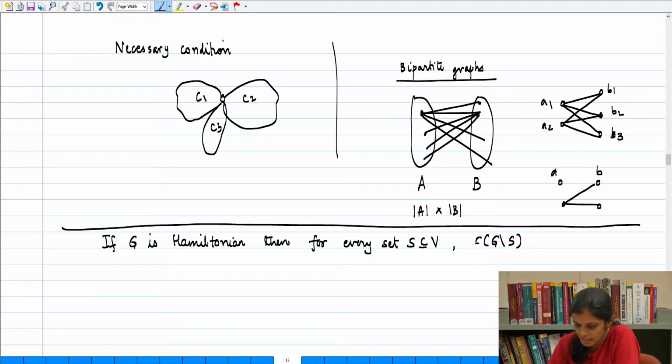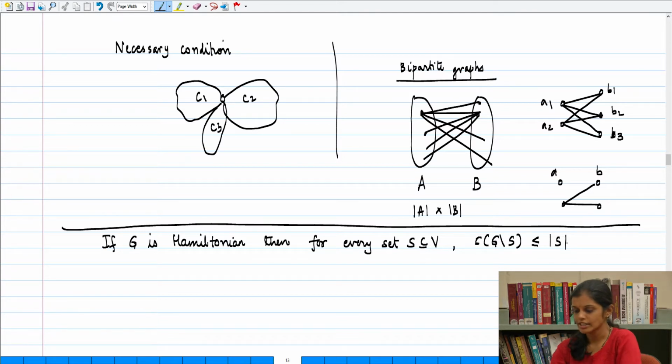so I'll define this C of G minus S. So what is G minus S? The graph that is obtained after you remove the set S from the original graph, right? So G minus S is another graph which you obtain after you remove S from the graph, and G minus S could be a connected graph, it could be a disconnected graph, it could be made up of multiple components. So C of G minus S counts the number of components in the graph G minus S, right? So the number of connected components is less than or equal to the cardinality of the set S itself, right?